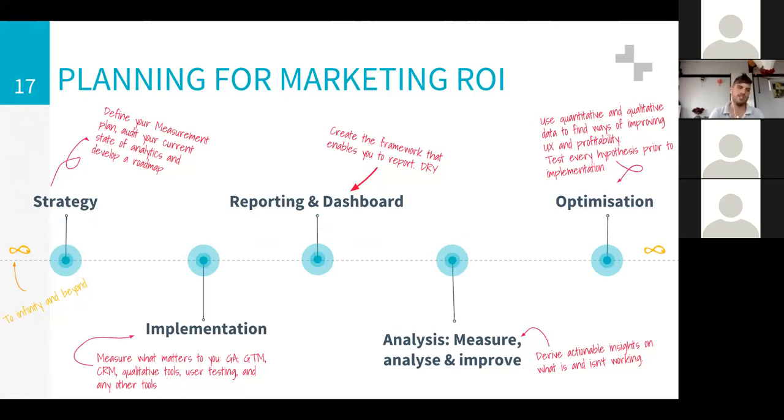So this is just like the summary of the optimization framework, just put in another way. Let's start with the strategy. Define your measurement plan. What are your business objectives? Find out the KPIs, dimensions and metrics that are important to you. At the same time, assess your analytics. Find out what you already cover with your current setup, what is missing, what are the errors. And from that, you will be able to define what to implement. So what new tag do I need? What new events do I need? What integrations are missing? What qualitative tool do I need? Do I need to have user testing or any tool?